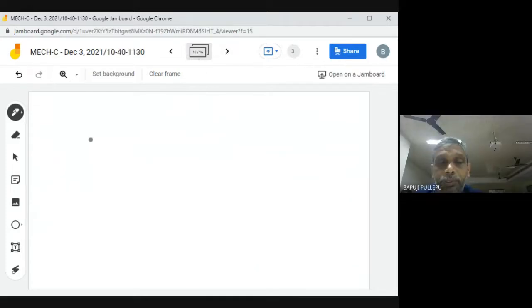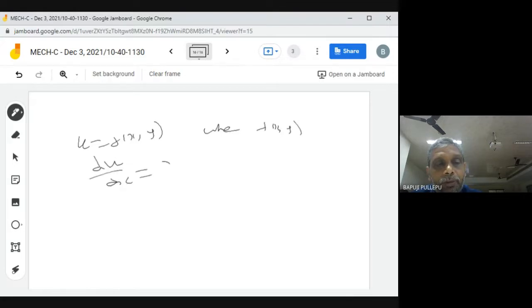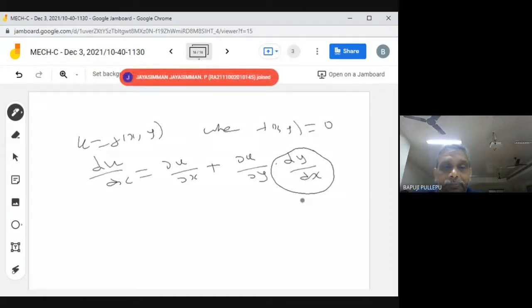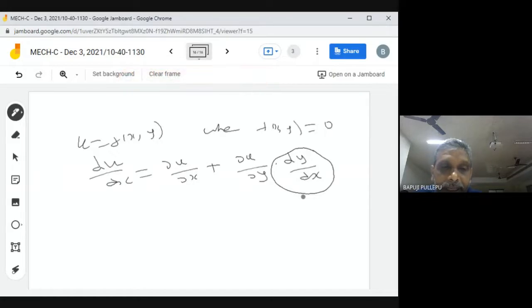Then they will give u is equal to some function of xy, with a condition f of xy is equal to 0. If you ask dou u by dou x or du by dx, how will you do? Du by dx is dou u by dou x plus dou u by dou y into dy by dx. This dy by dx, from where will you get? From this condition: dy by dx is minus fx by fy. Remember or not? Recall. Sir, clear or not?